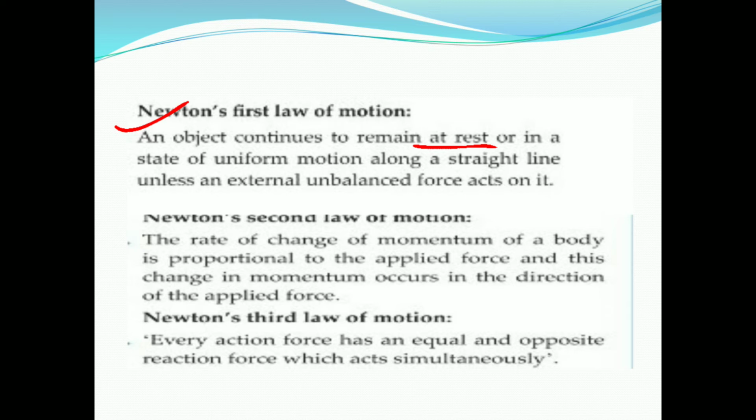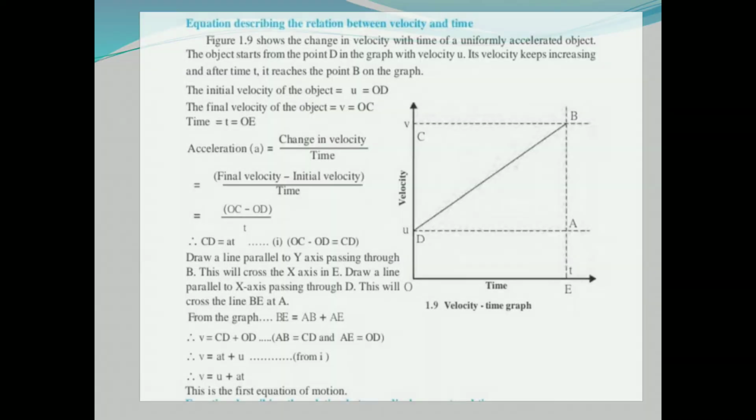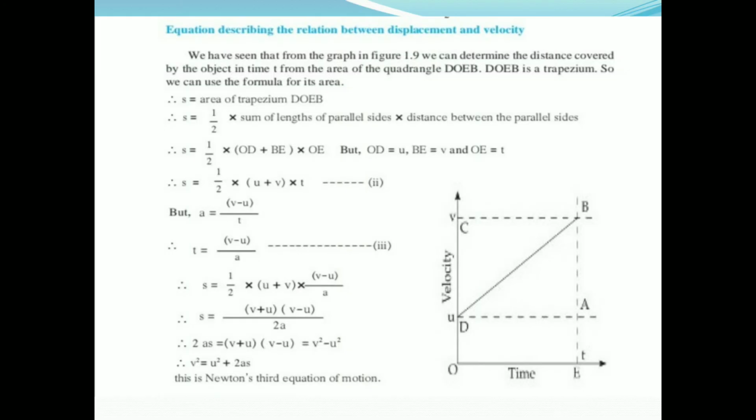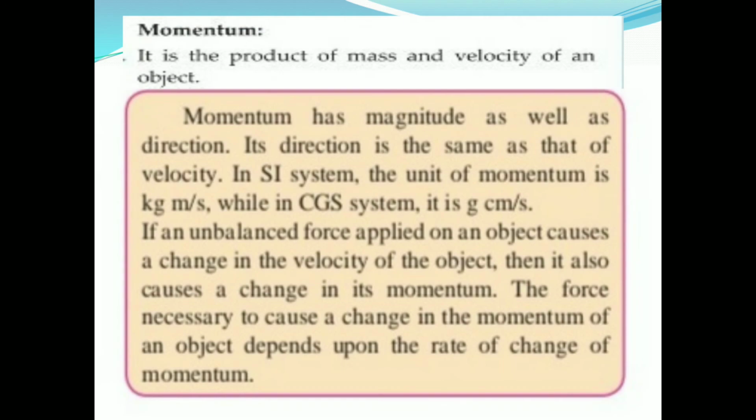Let us see Newton's second law of motion. The rate of change of momentum. Before that, let us see what we mean by momentum. Momentum is the product of mass and velocity of an object. Mass, that means m, and velocity, that means v.